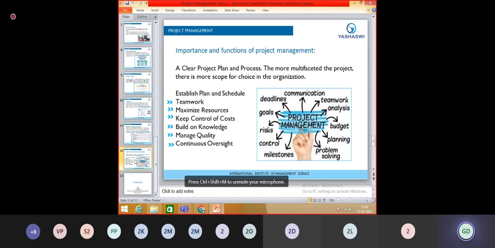How to manage the quality? Because quality is nothing but customer satisfaction. Quality is nothing but the utilization of resources. Quality is nothing but implementing the systems in our organizations.